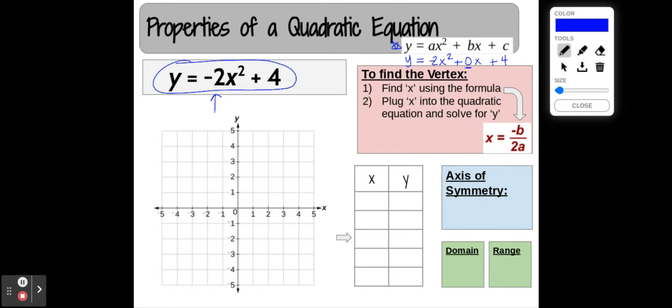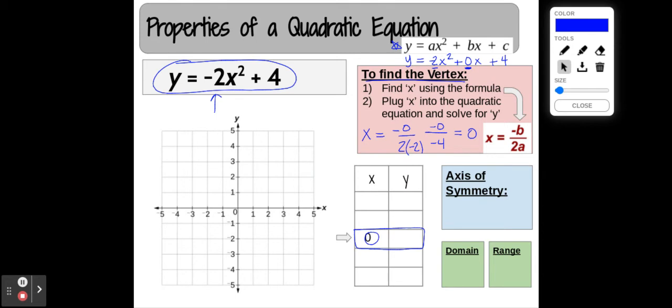Okay, so if we're making a table to graph this, the first point that we want to find is our vertex. So in order to find the vertex, I'm going to use the formula here. I'm going to find the x coordinate first. X equals negative b, which is -0. Remember, this is the b. And then I want to take it 2 times a, and the a is -2. So this would be -0 over -4, which would be 0 divided by 4 is just 0. So I'm getting 0 again.